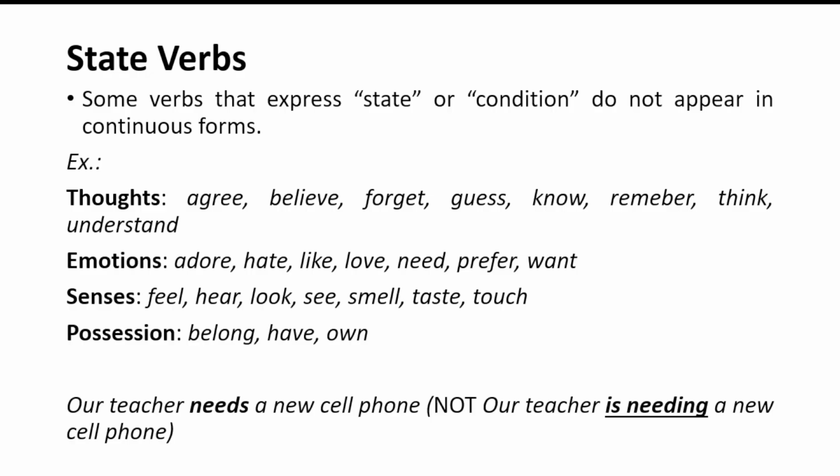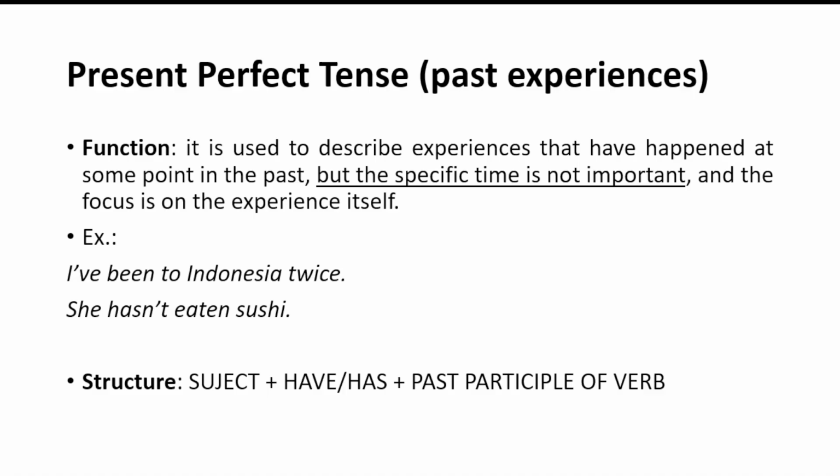All right? So the next topic is the present perfect tense, about past experiences. What's the function of this tense in English? It is used to describe experiences that have happened at some point in the past, but the specific time is not important, and the focus is on the experience itself. For example, we can say, I've been to Indonesia twice. She hasn't eaten sushi.